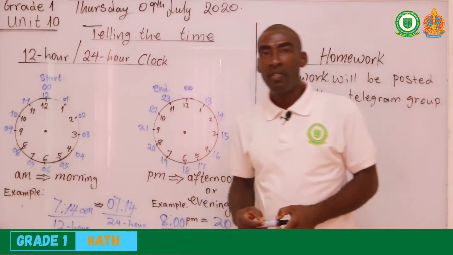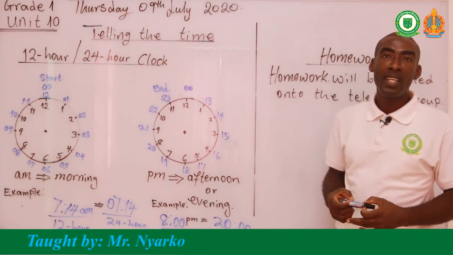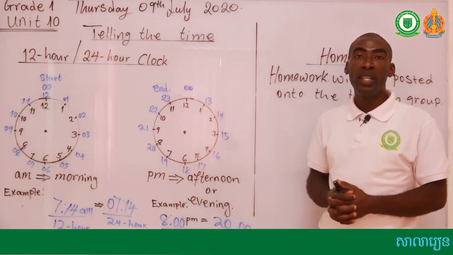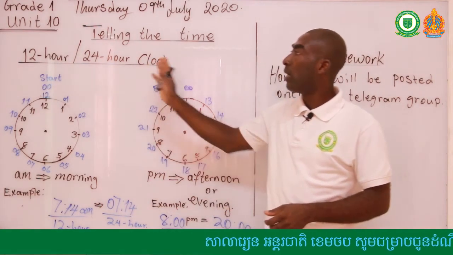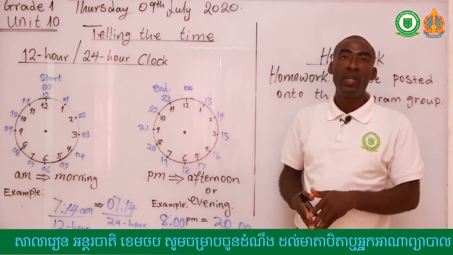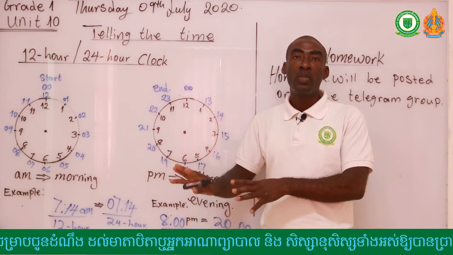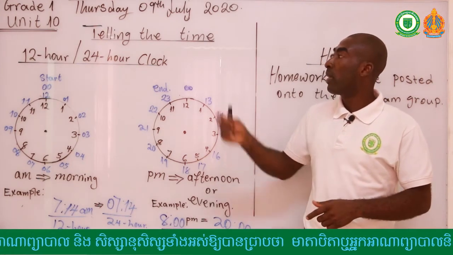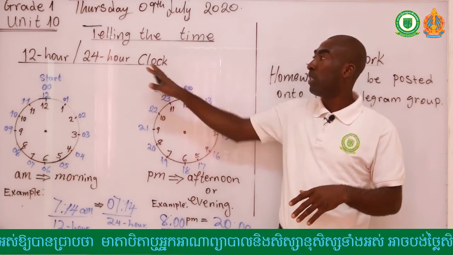Hello students, this is our final video on our lesson telling the time, and our first and second sections have been very interesting. We would like to conclude this part by doing a review of what we studied. We have our 12 hour clock and our 24 hour clock. We learned that our 12 hour clock means that the day has been divided into two 12 hour halves: one 12 hours in the morning, then a second 12 hours in the afternoon, getting into the evening. In the case of our 24 hour clock, it means that the whole day has been divided into 24 hours.